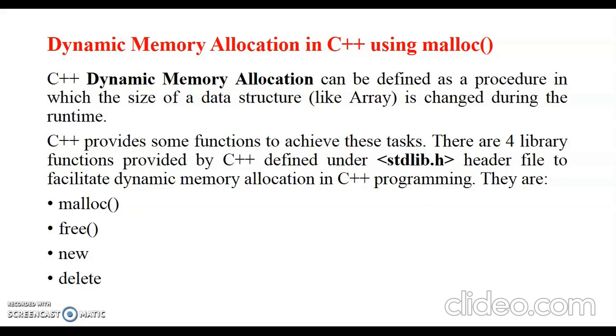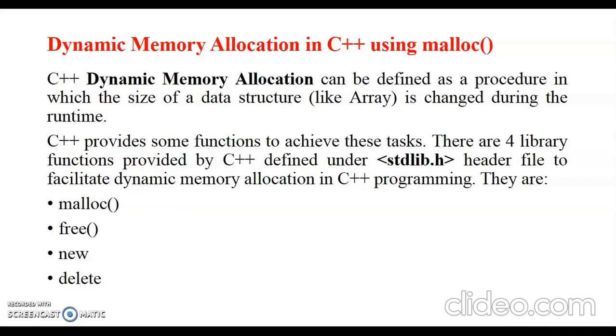For this dynamic memory allocation, C++ provides some functions to achieve these tasks. There are 4 library functions mainly provided by C++, defined under the library stdlib.h. For some compilers only stdlib will work, for some compilers stdlib.h will work. For Visual Studio we need not include any library, it is included itself. So these 4 are malloc, free, and 2 operators, new and delete.